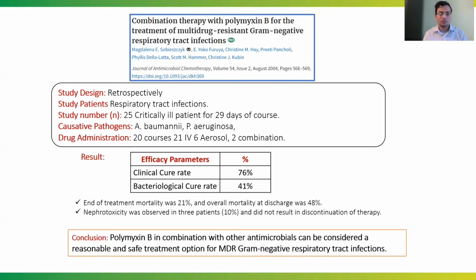The clinical cure rate was very high, 76%, and they concluded that polymyxin B in combination with other antimicrobials can be considered a reasonable and safe treatment option for MDR gram-negative respiratory tract infection. Though this was an old study, it is the study which has always been quoted to use polymyxin B for such infections in this particular group of patients.